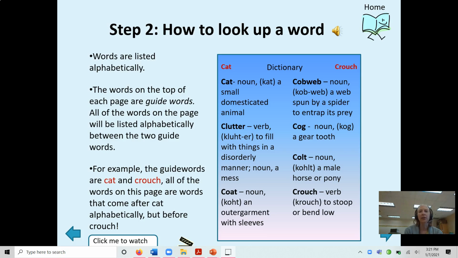The words at the top of each page are guide words. For example, in this example, my guide words are cat and crouch. All the words on the page will be listed alphabetically between the guide words. For example, the guide words are cat and crouch. All of the words on this page come after cat alphabetically, but before crouch.